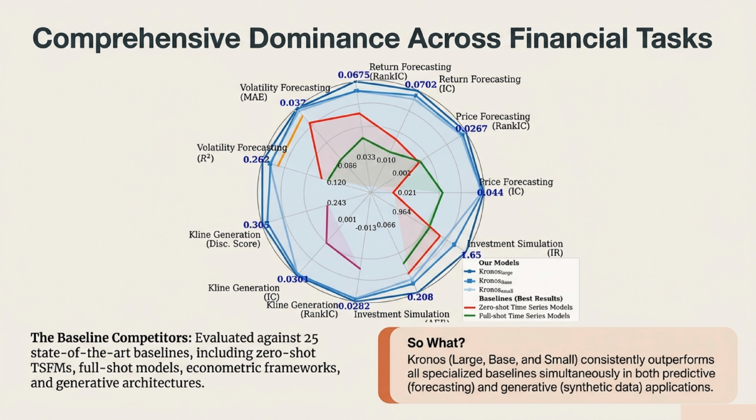When we put Kronos to the test, the results showed comprehensive dominance. We evaluated our models, Kronos large, base, and small, against 25 state-of-the-art baselines, including zero-shot models and generative architectures. The takeaway? Kronos consistently outperforms all specialized baselines simultaneously, excelling in both predictive tasks like forecasting and generative tasks like synthetic data creation.